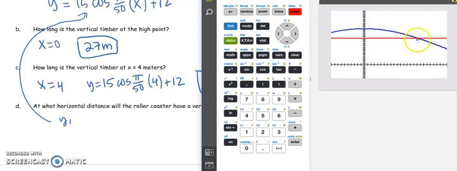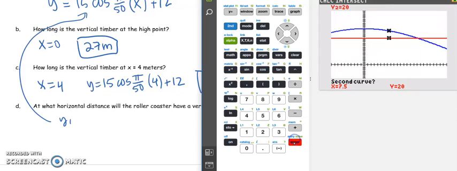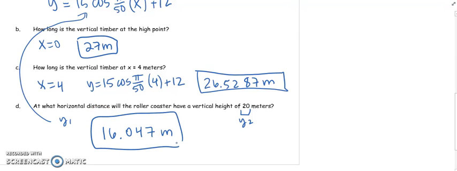So we want to find this intersection point. So second, calc, intersect. I'm just going to say enter, enter, enter, because it's the only intersection on the screen. And that is our answer. It's this, comma 20. So this means it's 16.047 meters. All right, that's how I find it. So there you go. That concludes today's amazing math lesson.